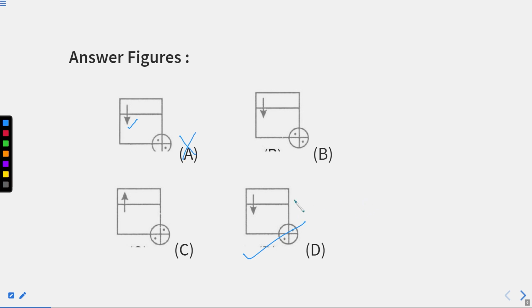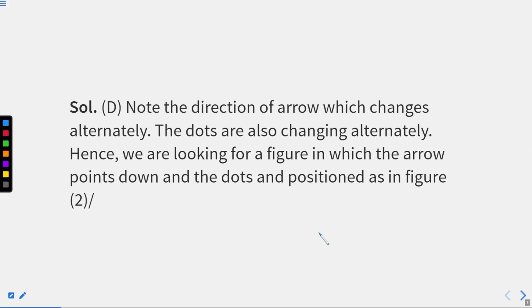So option A is not the answer. Although it has a downward arrow, the dots are in some other quadrants, that is second and fourth, and both figures are pretty similar to each other. It means they both are wrong. Now we are left with only one figure, that is option number D. I hope you got the answer. This is option number D, which is your answer.